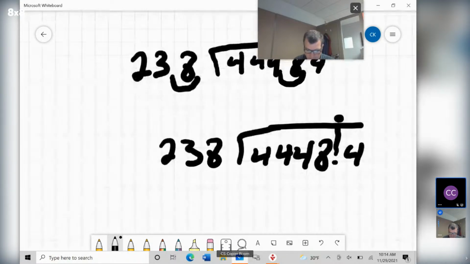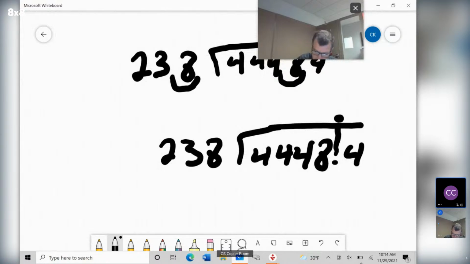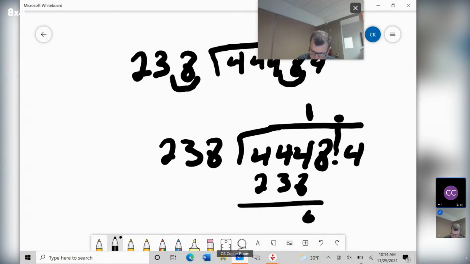So then we know that 238 goes into 444 once. So that'd be 238. Then we're going to subtract. So 14 minus 8 is 6. That now becomes a 3. That's going to be 0, and that's going to be 2. So it's 206. Then we bring the 8 down.